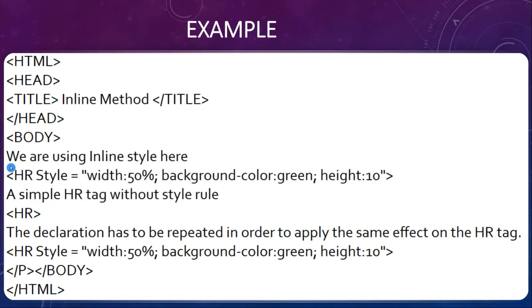Now the next statement I'm giving is a simple HR tag without a style rule. I'm going to use the HR tag once again, but it is a simple HR tag. It will not use any style. Then for the third statement, the declaration has to be repeated in order to apply the same effect. So I'm using the same here so that we have some style, without style, and with style again. Now I'm closing the paragraph and we are closing the body also. Now let us see the output for this program.